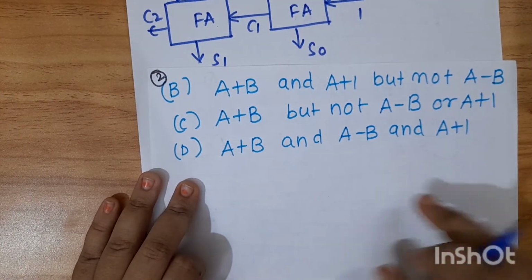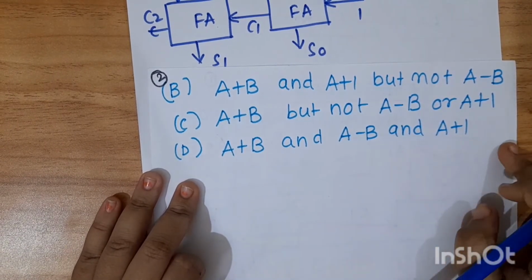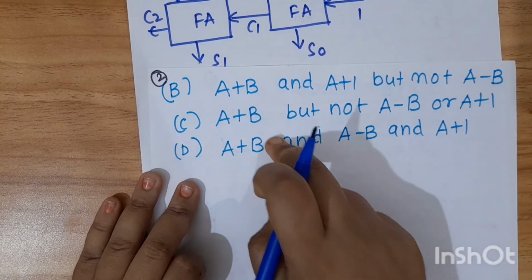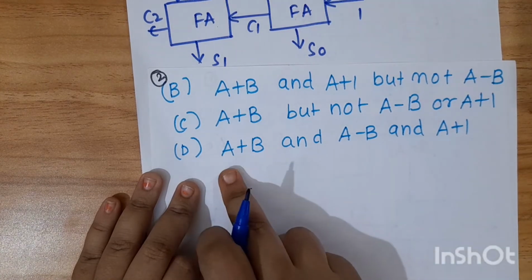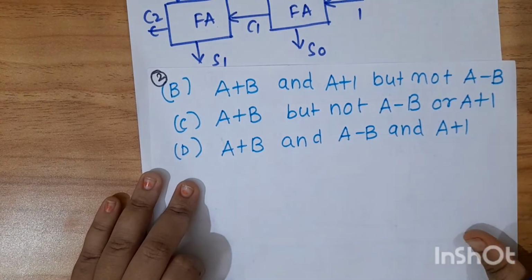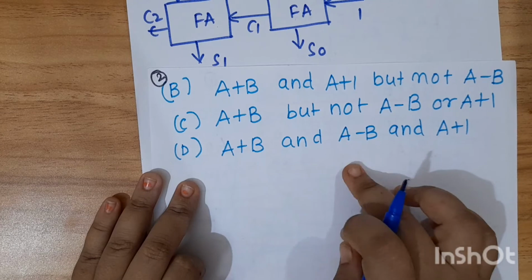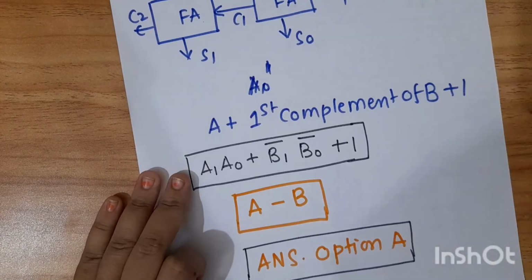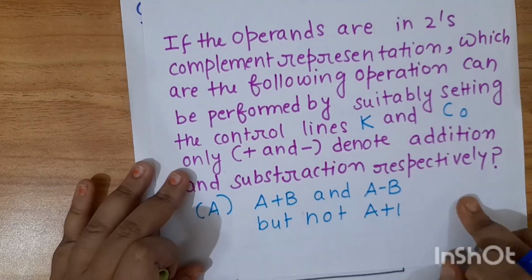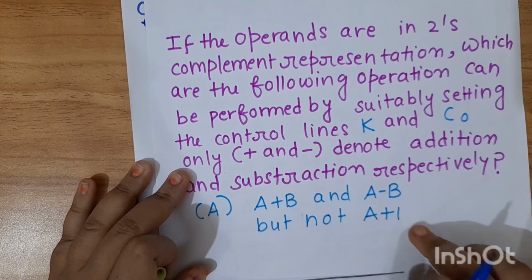Fourth option we will see. A plus B and A minus B and A plus 1. So this statement is saying that A plus B is possible with the circuit, A minus B is also possible with the circuit, and A plus 1 is also possible with the circuit. This statement is wrong because obviously A plus B and A minus B is possible but not A plus 1. So the answer is the option A plus B and A minus B but not A plus 1.